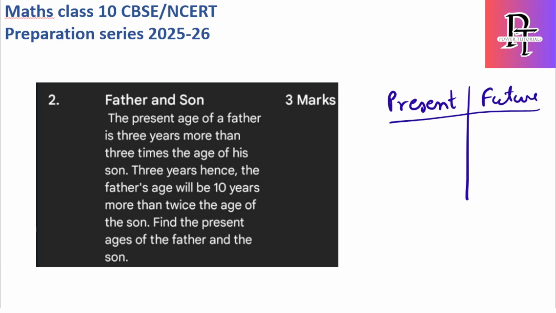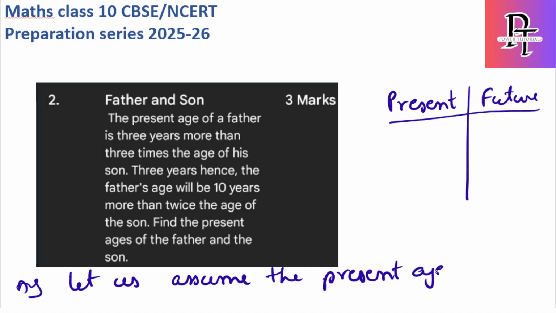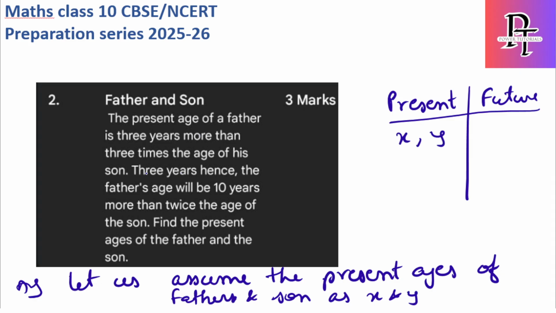So the first statement is always the same, which is, let us assume the present ages of, so here what are the characters? Father and son are the characters. So father and son as x and y. Okay, so here we have present, which are x and y. So what is the future? How many years? 3 years are mentioned. So the future ages are x plus 3, y plus 3.